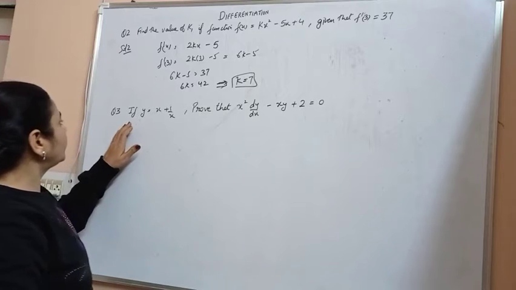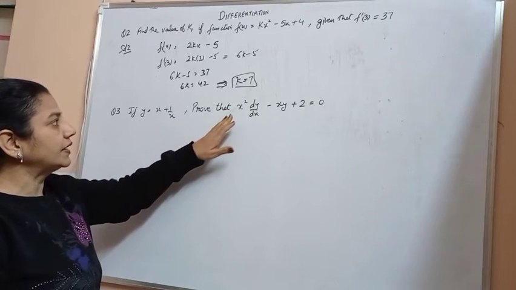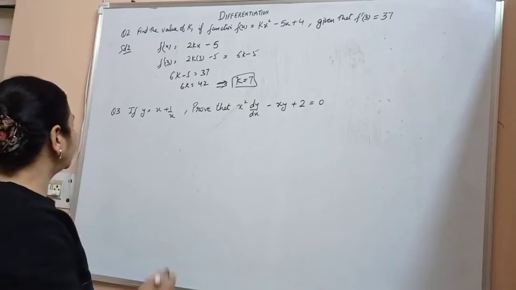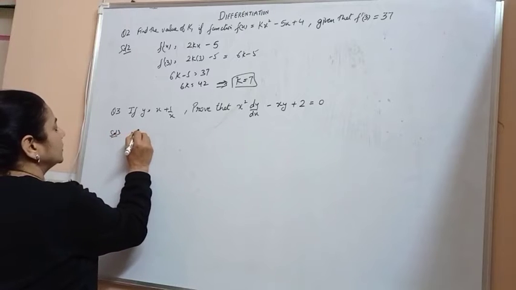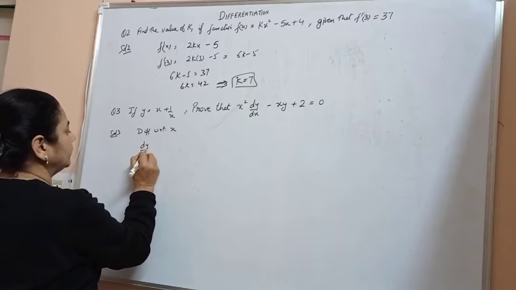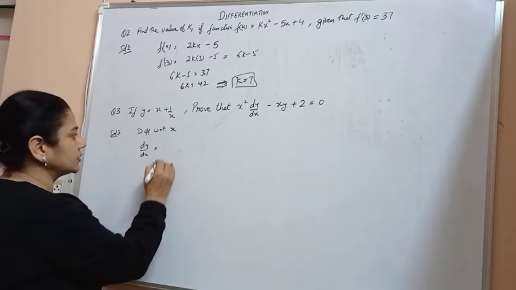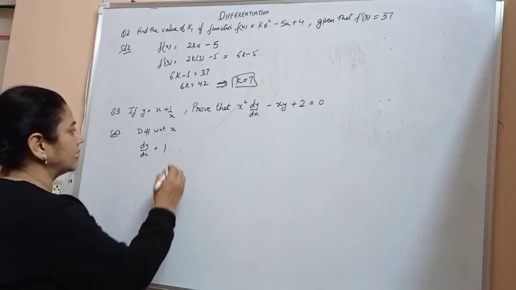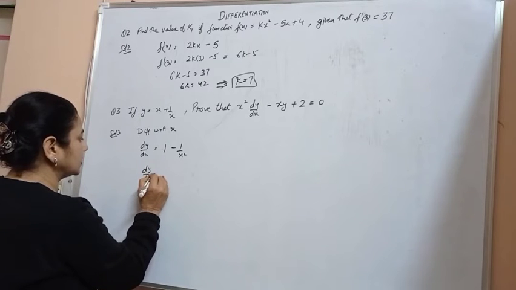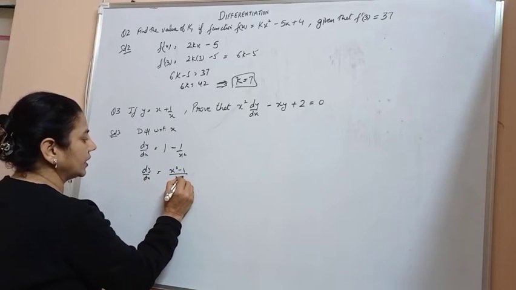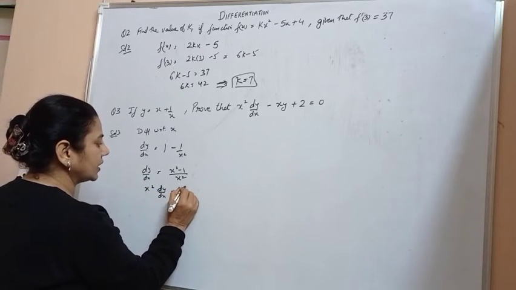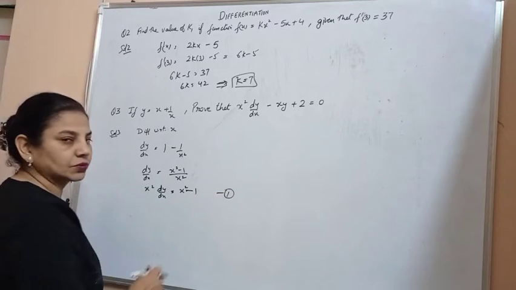Next is, if y is equal to x plus 1 upon x, prove that x square dy by dx minus xy plus 2 is equal to 0. Again we find the derivative. So differentiating with respect to x, we have dy by dx equal to the derivative of x, which is 1, and the derivative of 1 by x, which is minus 1 by x square. Take the LCM. dy by dx is equal to x square minus 1 upon x square. Cross multiply: x square dy by dx is equal to x square minus 1. This is my first equation.